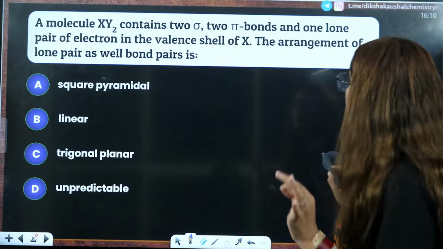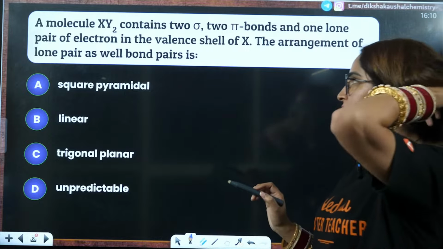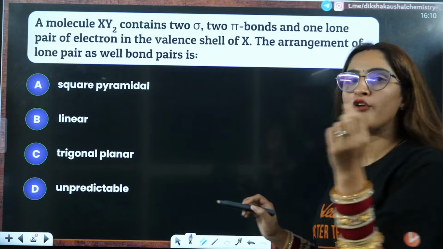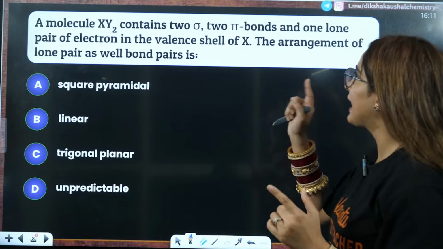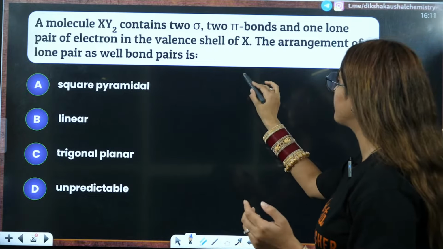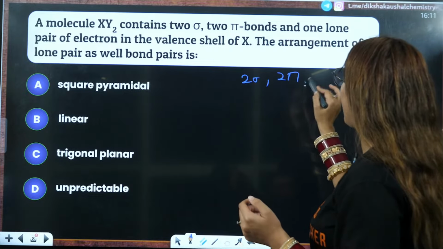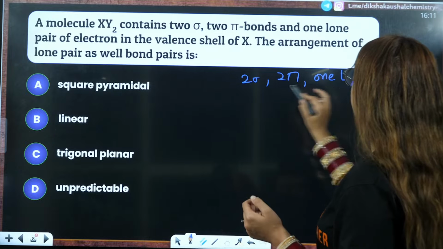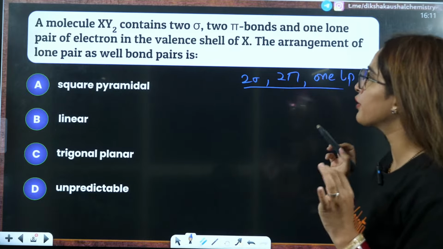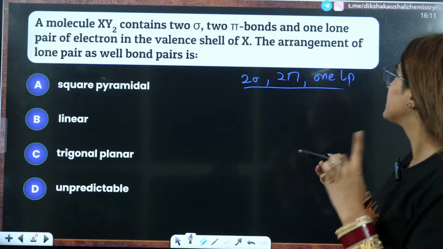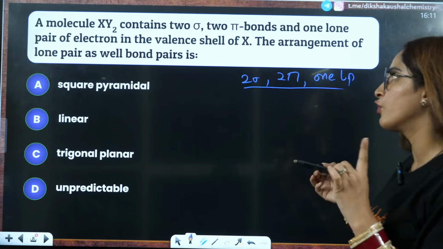Next question, let us see. A molecule of XY2 contains 2 sigma, 2 pi and 1 lone pair of electrons in the valence shell. Find the arrangement of the lone pair as well.